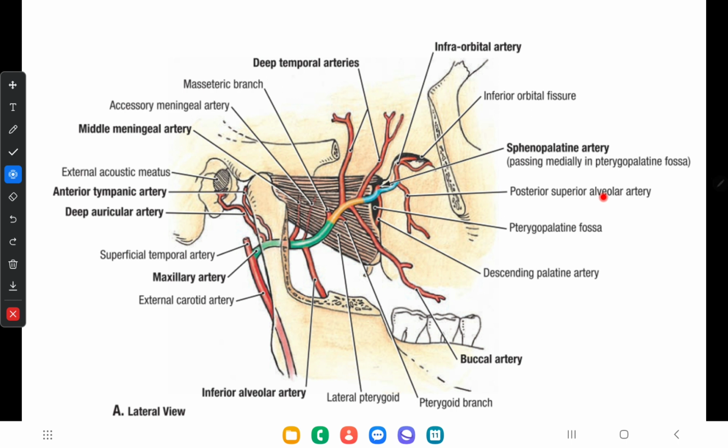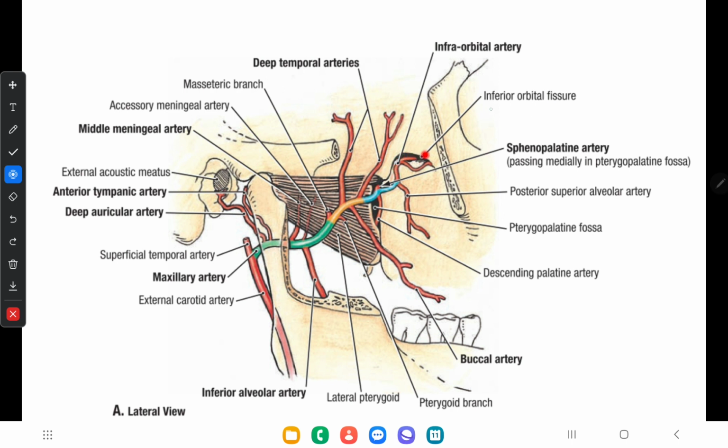Then the infraorbital artery. Here you have the infraorbital artery. It may arise in common with the posterior superior alveolar artery. You can see, and it enters into the orbit through the inferior orbital fissure. You can see it entering.